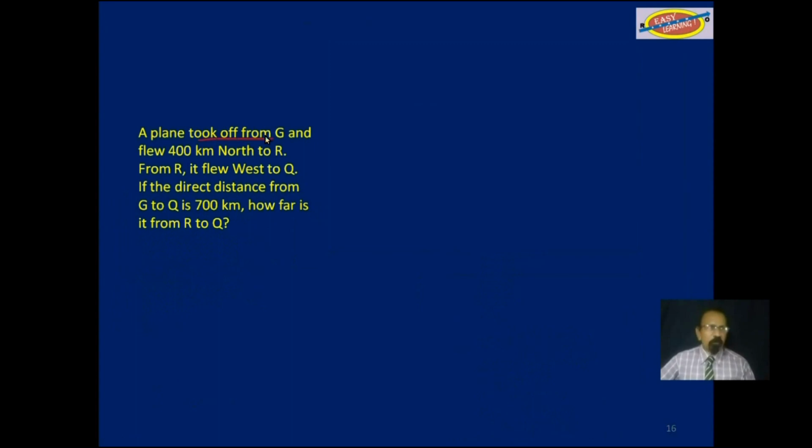A plane took off from G and flew 400 kilometers north to R. From R, it flew west to Q. If the direct distance from G to Q is 700 kilometers, how far is it from R to Q? So we will make a little sketch. Recall that this direction is north and this is east.